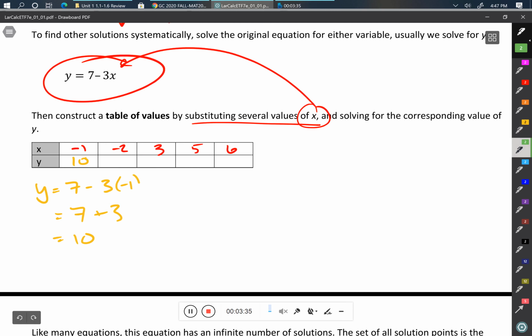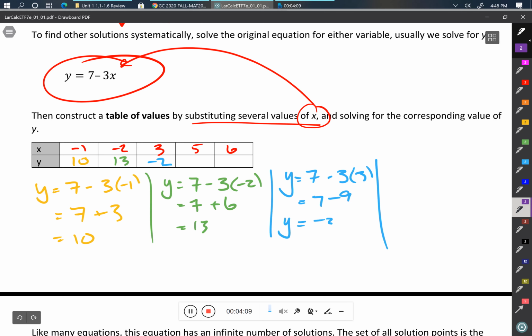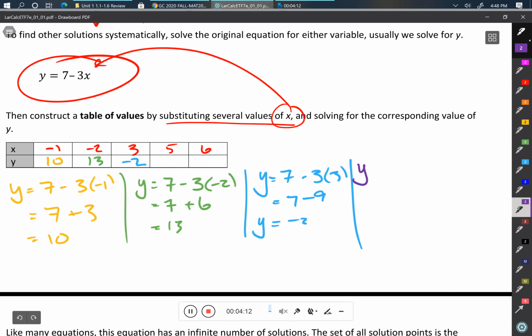Similarly, if I wanted to find the solution point for when x is negative 2, I would get y is equal to 7 minus 3 times negative 2. That's going to be 7 plus 6. That's 13, and so a solution point would be (-2, 13). If I wanted to find a solution point for when x is 3, I would have y equal to 7 minus 3 times 3. Let's see, that's 7 minus 9, so y is equal to negative 2. Okay. So I'm just plugging in values for one of the variables and solving for the other variable.